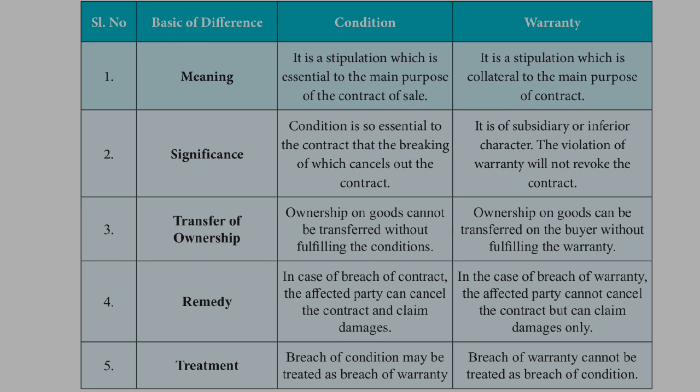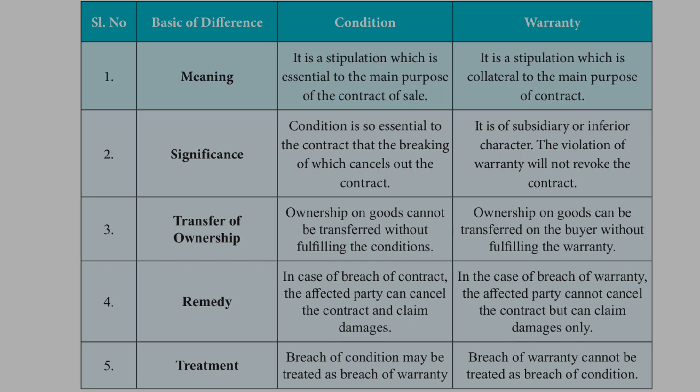Okay, next we have the remedy. So what kind of remedial measures you can take for these conditions and warranties which are broken. If you break a condition, the affected party can claim for the damage, or he or she can cancel the contract. In a warranty, if you see, he cannot cancel a contract, but he can only claim for the damages. So that is the remedial measure, the outcome of breaking a condition and a warranty.